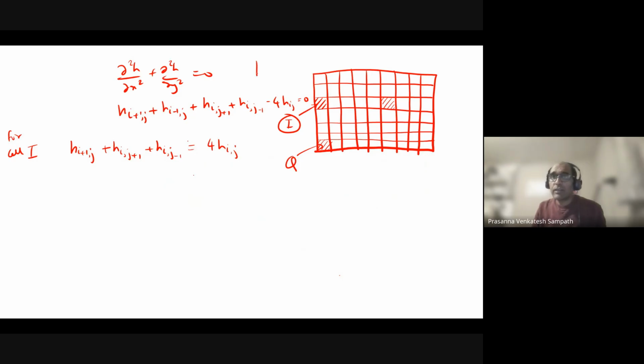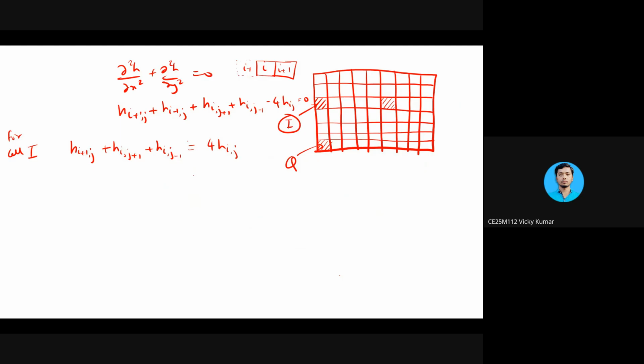Okay, so if I were to write it like this. This is i, this is i plus 1, and this i minus 1 cell is imaginary. But if that cell existed, the head in that cell will be the same as the head in i plus 1 cell. Does everybody agree with that? Yes, sir. Anybody else? Vicky, you agree with that? Yes, sir. Okay, very good.